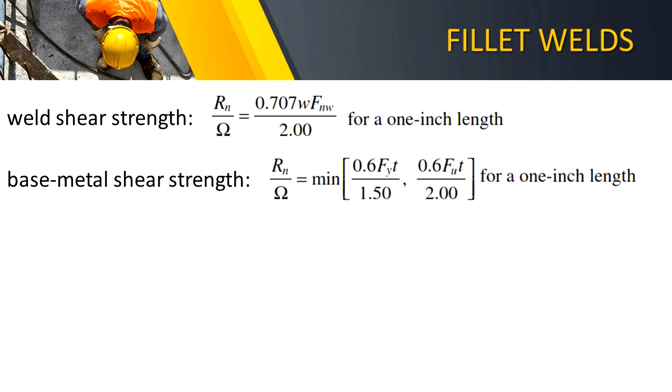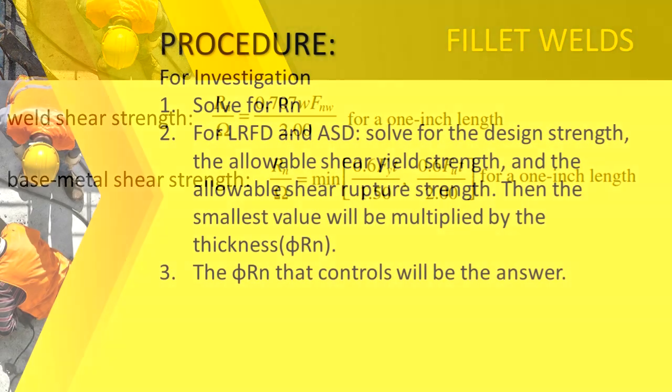For the base metal shear strength, Rn over omega is the minimum of the quantity 0.6 FYT over 1.50 for shear yield strength. For shear rupture strength, the minimum of the quantity 0.6 FUT over 2. Both are for a 1-inch length.